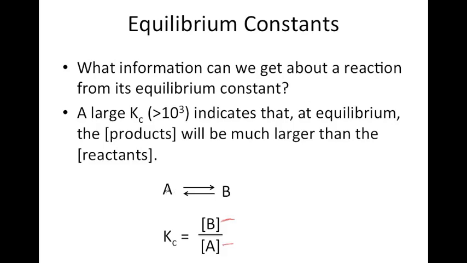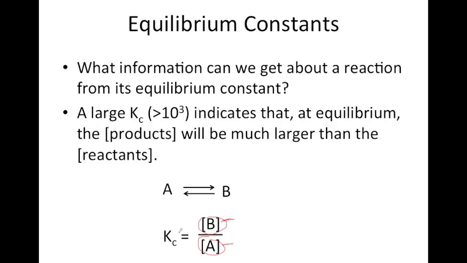So for this reaction where A and B are at equilibrium, hence the double arrows here, if we wrote a Kc expression for this, it would be the equilibrium concentration of B over A. If you have a high concentration of B at equilibrium and a relatively low concentration of A, then your equilibrium constant will be large.